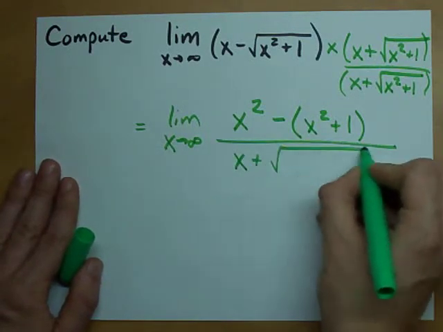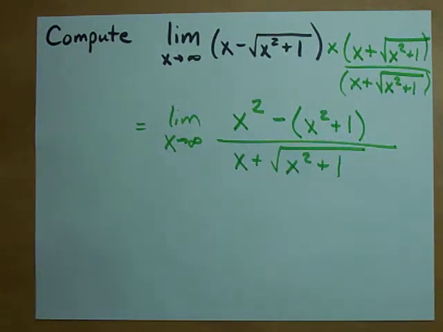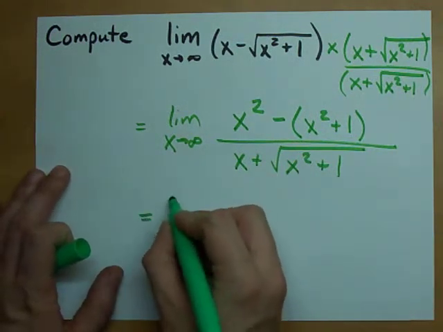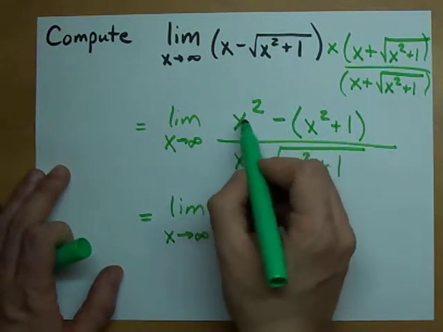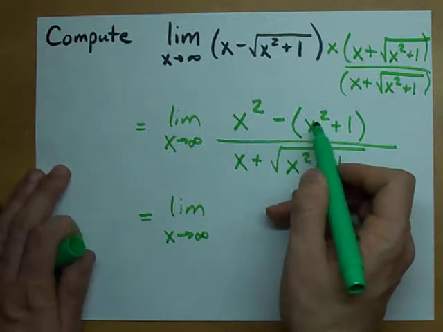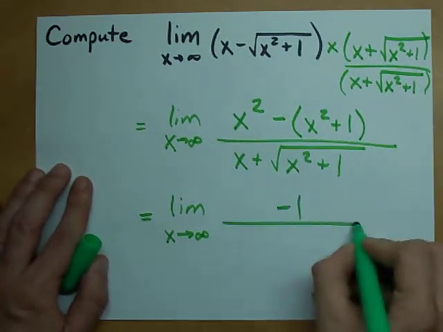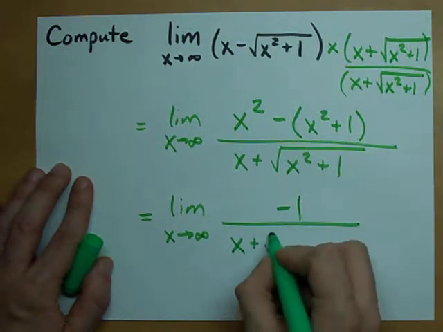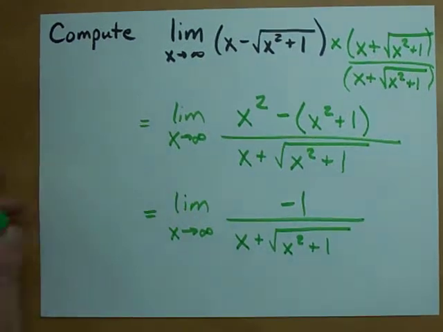Anyways, your bottom is still what you multiplied by. This looks a little better. And in fact, I think you'll find that when you multiply and simplify the top, you get x squared minus x squared, which is 0, and negative 1. Negative 1 over x plus the square root of x squared plus 1. Beautiful.